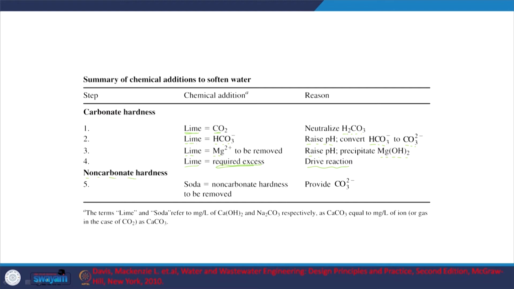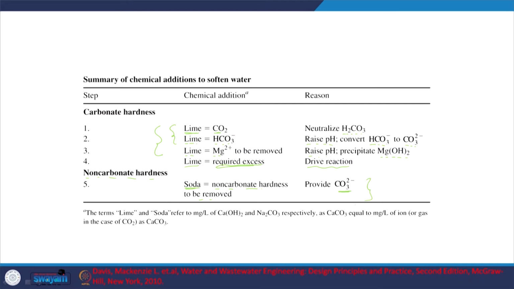For non-carbonate hardness, obviously what is it we want? We want a CO3 2 minus source. So, soda ash or soda, because non-carbonate hardness has to be removed. So, we are providing CO3 2 minus, let's say. So, this is why we are adding it. In general, this is called lime addition, and this is called excess lime addition, let's say. When I am also adding lime to remove magnesium and such, I am going to refer to it as excess lime addition. And then obviously, if I am removing non-carbonate hardness, this is the soda ash, let's see.